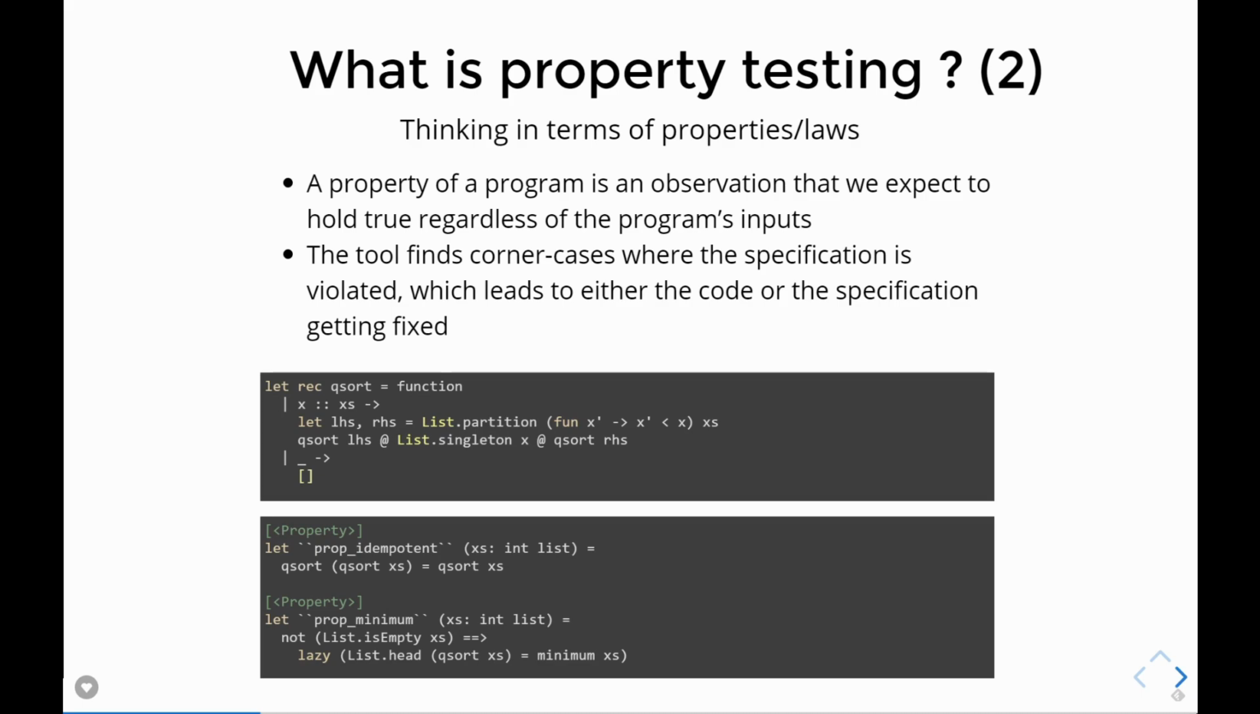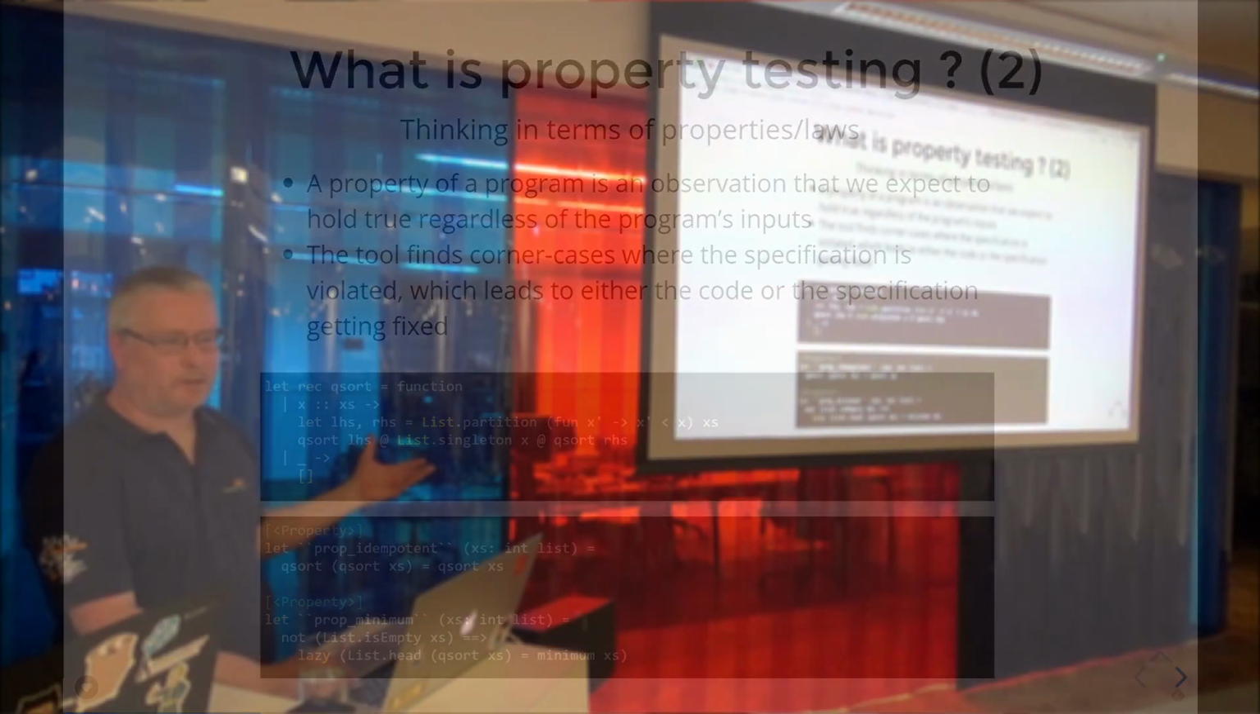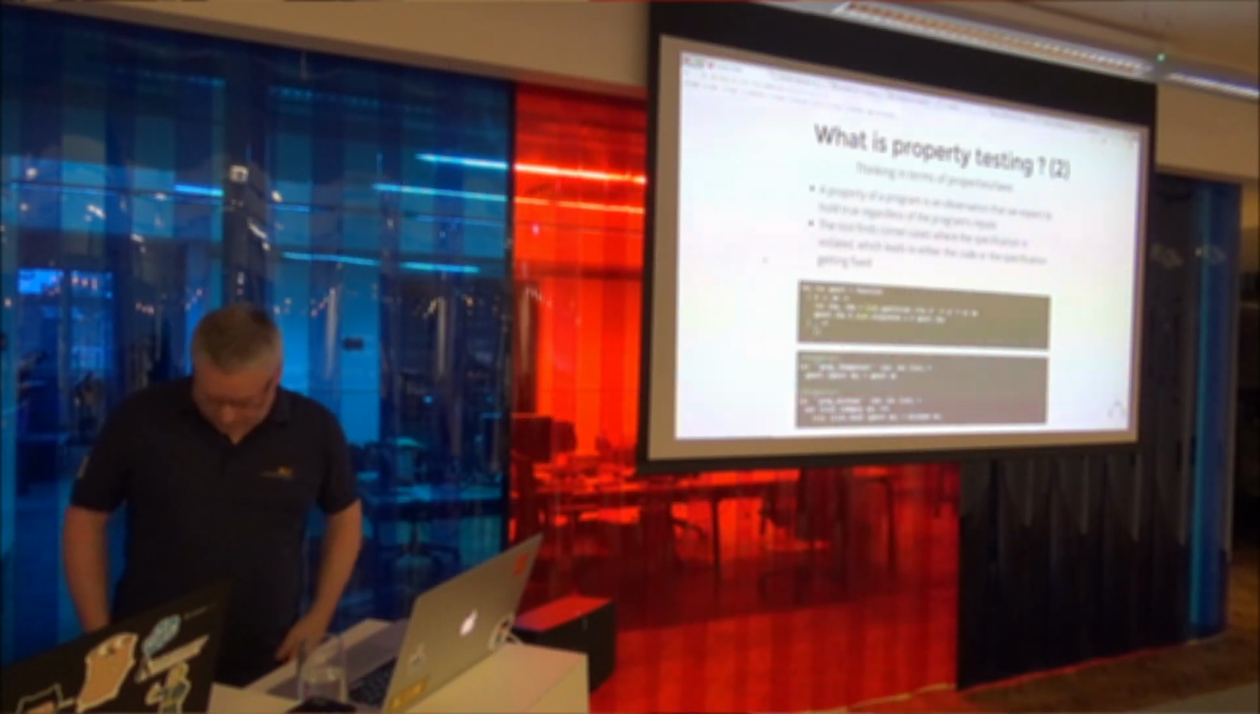And in the bottom case, we're saying that once we've sorted a list, the first item in that list should be the minimum value of the original list. If that makes sense. It does. Whether those two ways of looking at it are all that different?